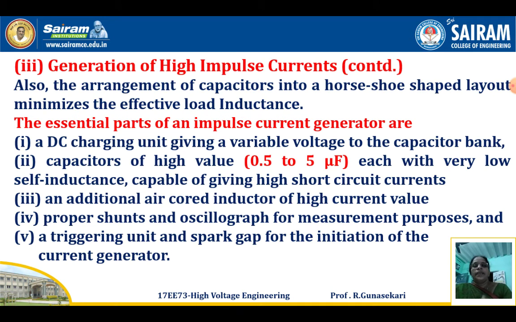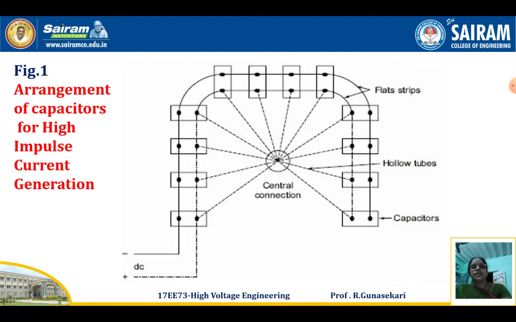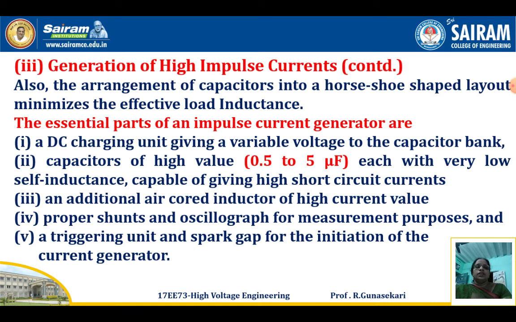The capacitors are arranged in a horseshoe shaped layout, which is used to minimize the effective load inductance. So the arrangement is a horseshoe shaped layout only. Now you see the circuit diagram. This is the shape of the arrangement of the capacitors for generation of high impulse current pulses. The shape is a horseshoe shaped layout only. Why we selected this type of shape for the arrangement of capacitors is to minimize the effective load inductance.